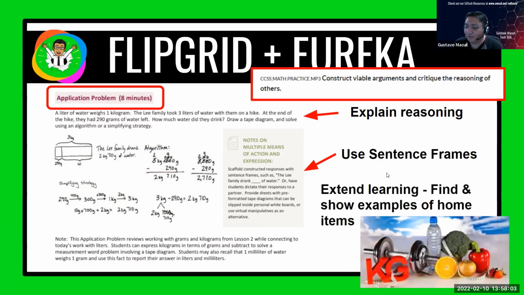Then I was also thinking about extending the learning. What if you were to say, hey friends, after you're done with your application problem, I want you to go search for examples of everyday household items that could be weighed in either grams or kilograms? And then they could come and show you on the video what they found. So then you're linking what they're learning with actual real world connections.